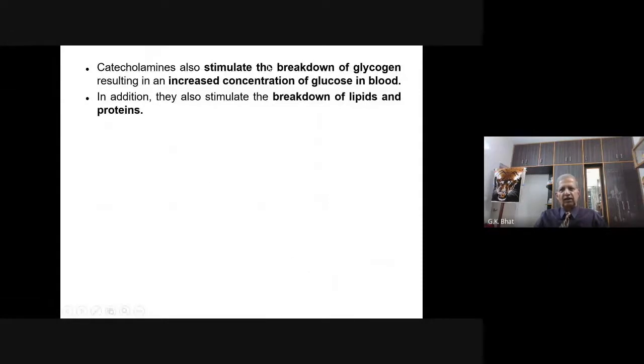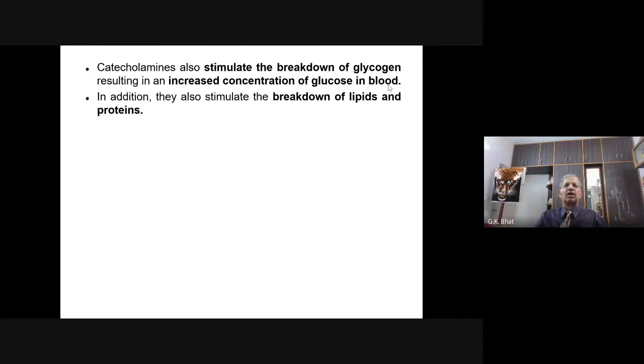Catecholamines also stimulate the breakdown of glycogen, resulting in an increased concentration of glucose in blood. Why? We can't always depend on whatever energy is available immediately. Whatever energy is required immediately is available, no doubt, through our food. But whenever we eat, extra energy which is not required for immediate function, immediate work, is stored in the form of glycogen. So under emergency situation, glycogen breaks down.